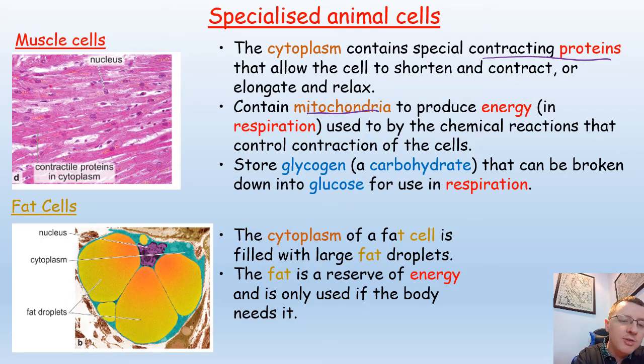The next cell on our list is the fat cells. The cytoplasm of a fat cell is filled with large fat droplets. Now, fat is a reserve of energy. It's an energy store. It's also an insulator. So it will only ever be used if the body really needs it. So if you have a high fat diet, then your cells beneath the skin, the fat cells, will be instructed to store large droplets of fat for future use.